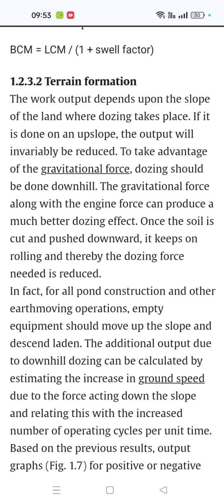1.2.3.2 Terrain formation. The work output depends upon the slope of the land on which the dozing takes place. If it is done on an upslope, the output will be reduced. It should be done downhill to take advantage of the gravitational force.